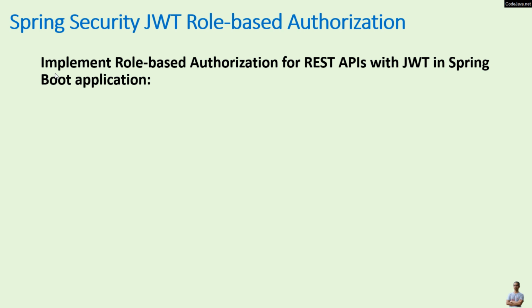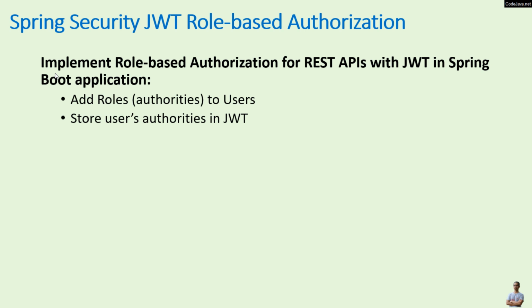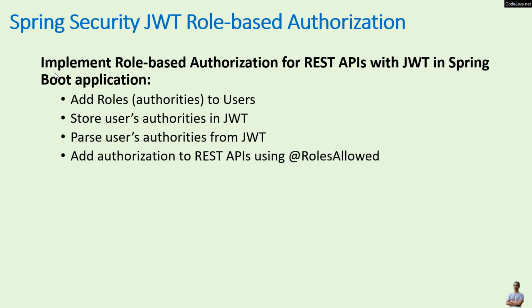In this video, you will learn how to implement role-based authorization for REST APIs with JWT JSON Web Token in a Spring Boot application. In detail, I will show you how to add roles or authorities to users, how to store users' authorities in a JSON Web Token, how to parse users' authorities from JWT, how to add authorization to REST APIs using the @RolesAllowed annotation provided by Spring Security config, and how to test JWT role-based authorization using the Postman program.